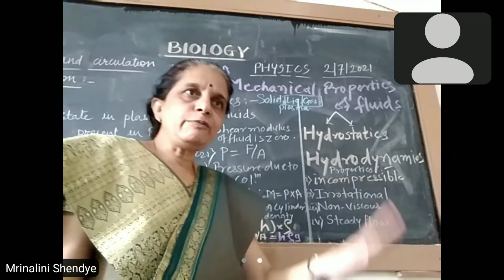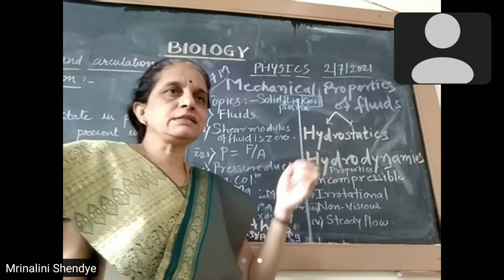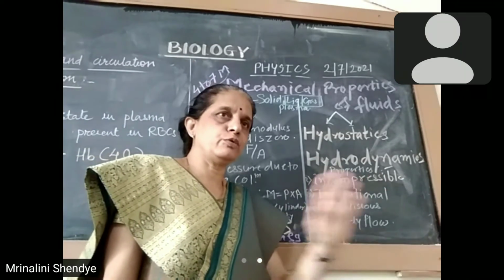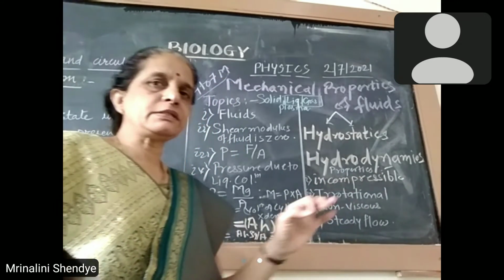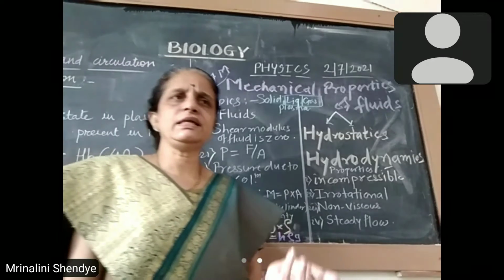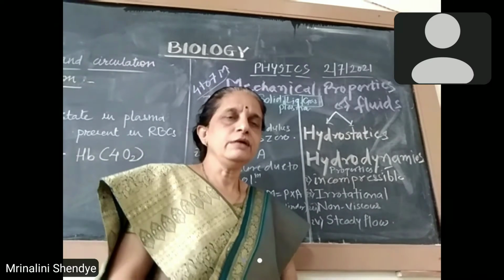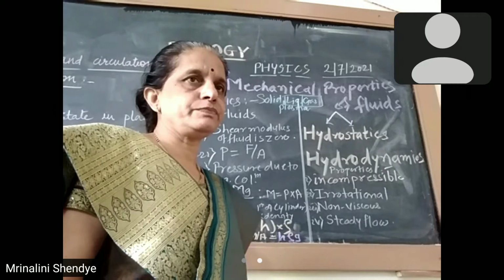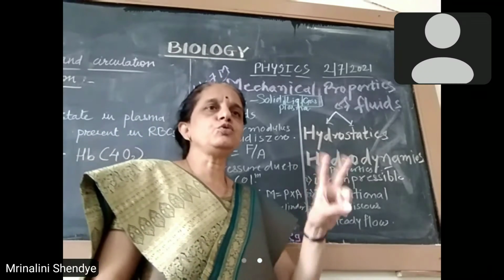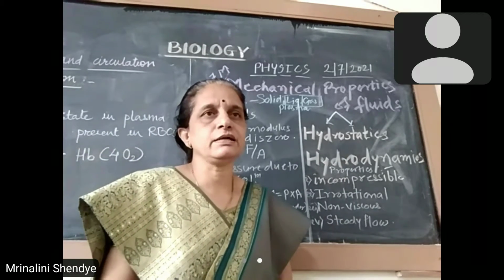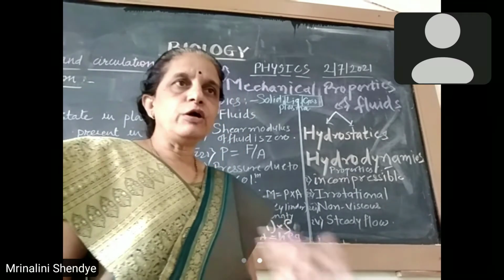They can flow. Fluids mean what? A substance which can flow, any type of substance which can flow. In our daily life, we have seen that water is a liquid which can easily flow. There are two types of fluids which we are considering here. What are the two types?